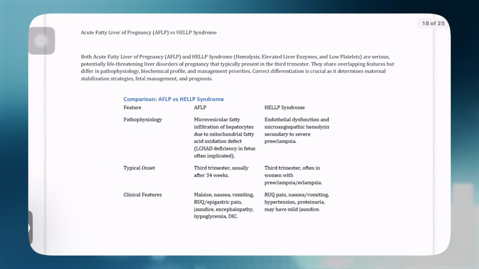Next is a very important topic, that is differentiating between acute fatty liver of pregnancy and HELLP syndrome. Now this question boggles us in the examination because they look so much alike.